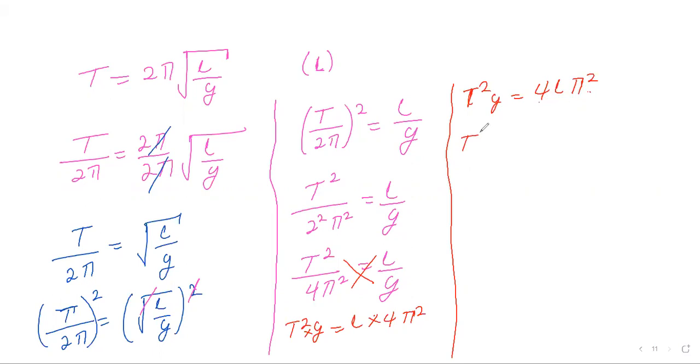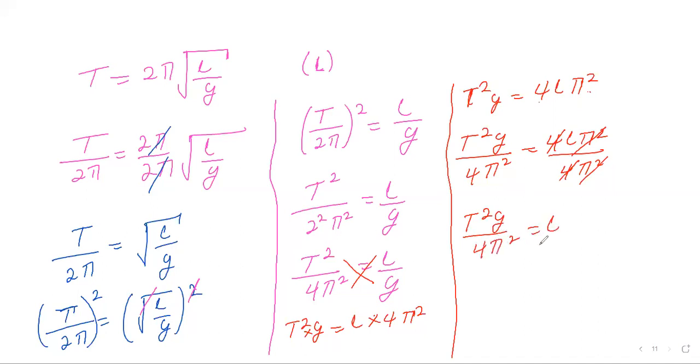So I say t square g over 4 pi square is equal to 4L pi square over 4 pi square. This 4 cancels this 4, the pi square cancels this pi square. So what is left? t square g over 4 pi square is equal to L. To the left, L is equal to t square g over 4 pi square. That's my final answer.